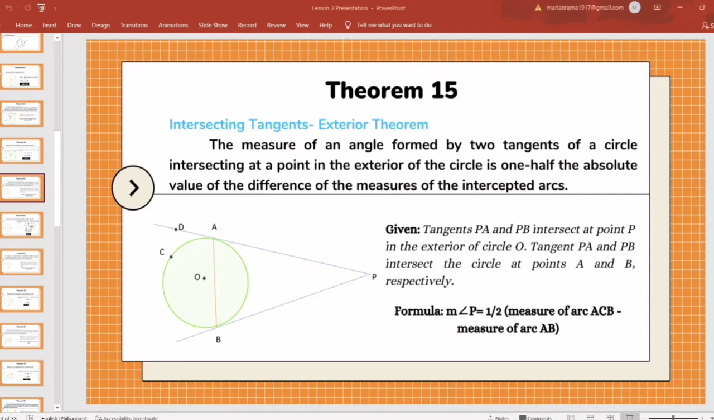Then distribute our negative sign. Then we have 128 equal to x minus 360 plus x. Then we have 128 equal to 2x minus 360.